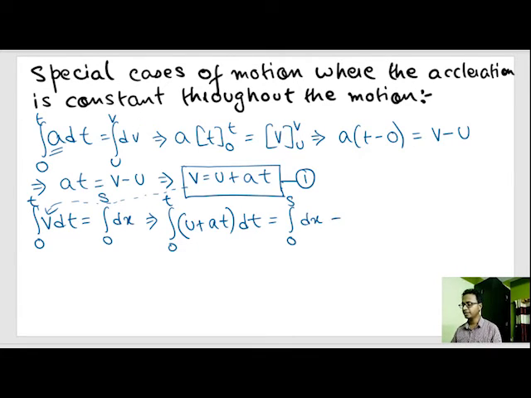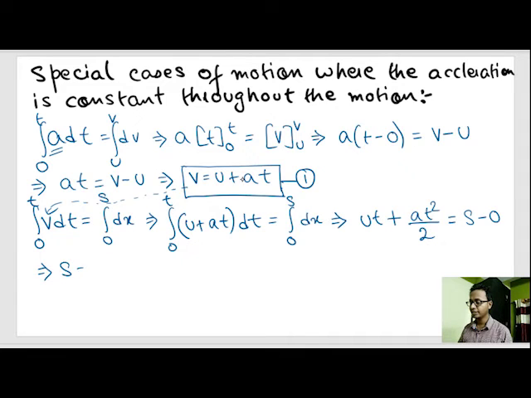Okay, so let's integrate this. The integration of u dt is ut, plus at, the integration of at is nothing but at square by 2, is equal to, on the right hand side, s minus 0. So this formula can be written as s is equal to ut plus half at square. This is our second most important formula that we obtained out here.